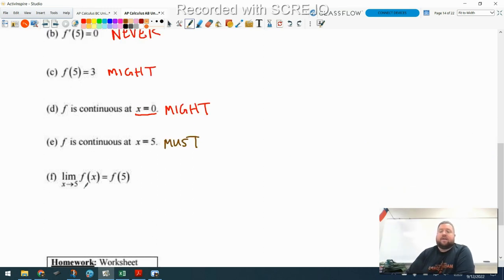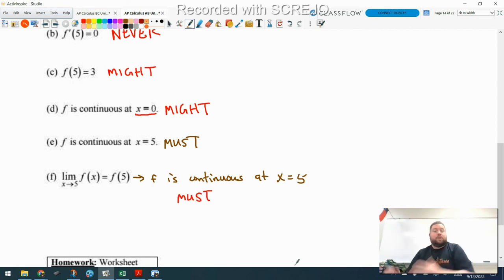And then this is part of the definition of continuity. The limit as x approaches 5 of f of x is equal to f of 5. All right, what this means is that f is continuous. If that equation is true, f is continuous at x equals 5, which is the same thing letter E said. And what does that mean? This must be true.